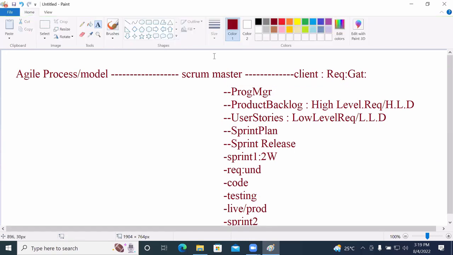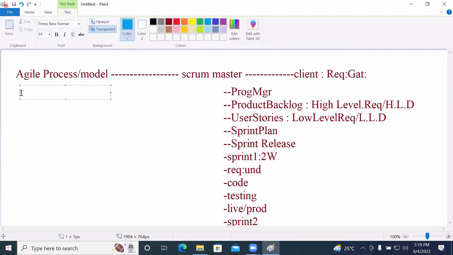As part of Agile, you need to take care of the terminology: Scrum Master, Project Manager, Product Backlog, User Stories, Sprint Plan, Sprint Release, and Sprint Wise. Along with all these things, you have to take care of meetings here. Because see the V model.